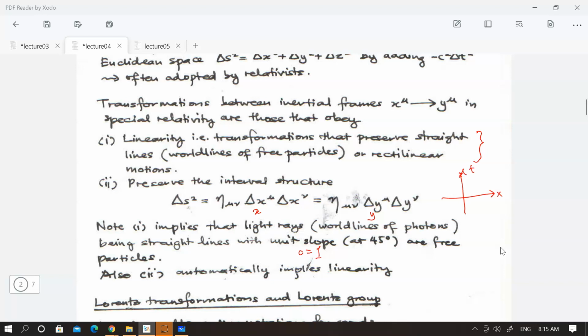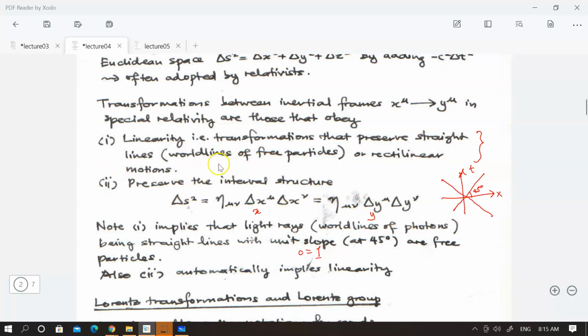We'll always have your photons travel in any inertial frame at this 45 degrees, or pi over 4 radians. Or it can also go the other way, so it's 45 degrees with either the negative slope or the positive slope.